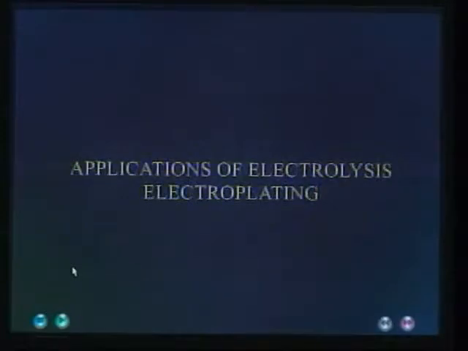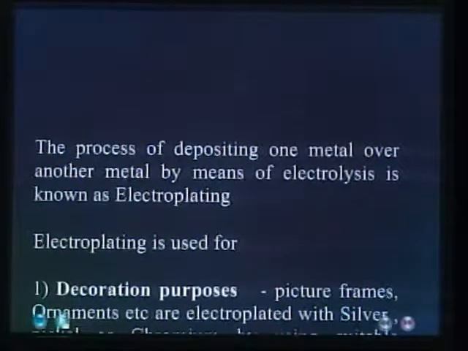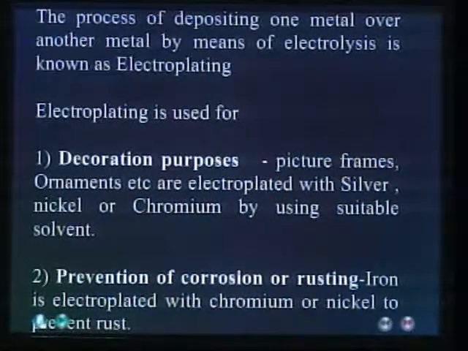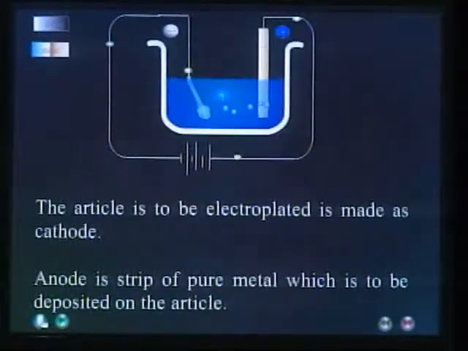The next application of electrolysis is electroplating. The process of depositing one metal over another metal by means of electrolysis is known as electroplating. Electroplating is used generally for decoration purposes, picture frames, ornaments, etc. For prevention of corrosion also electroplating is used. Generally, iron is electroplated with chromium or nickel to prevent rusting. Electroplating is an application of refining of the metal.